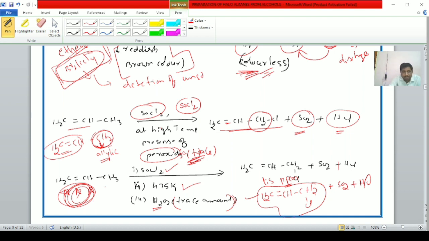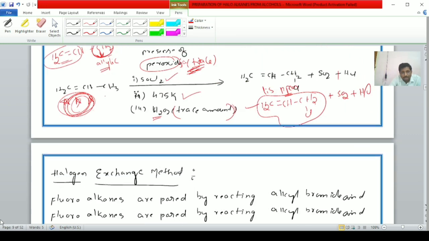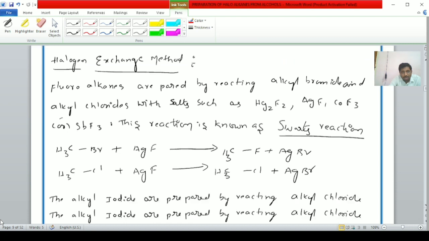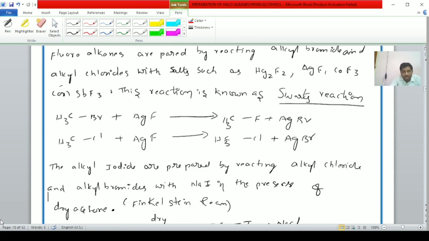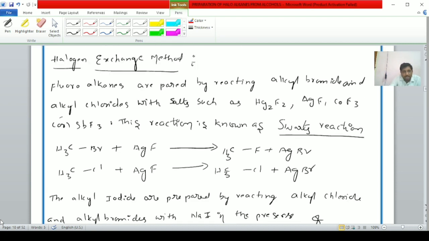Next one, student. Last one, student, very important from the board exam point of view. Every year they will ask, student, here two name reactions. Every exam they will ask.